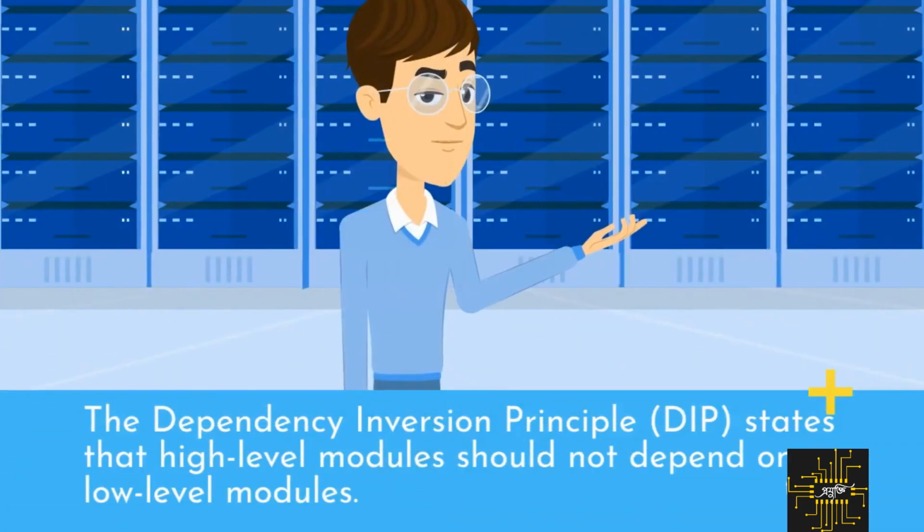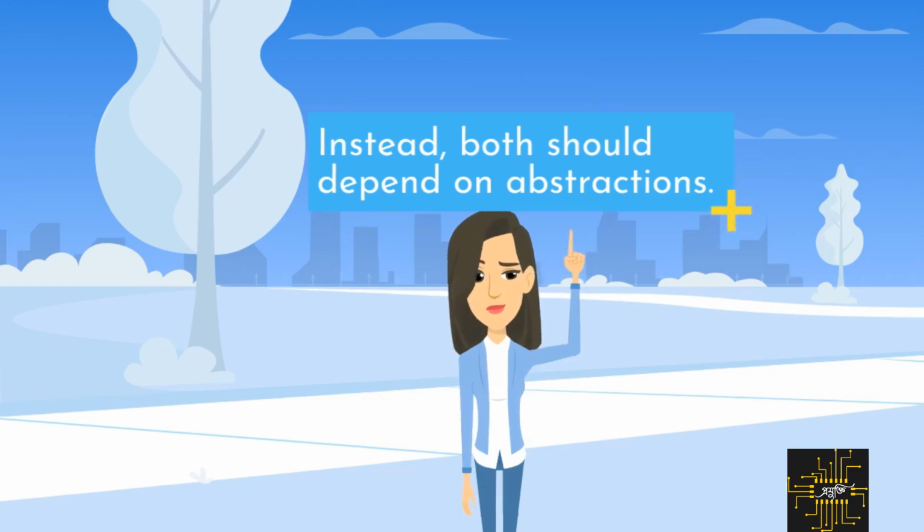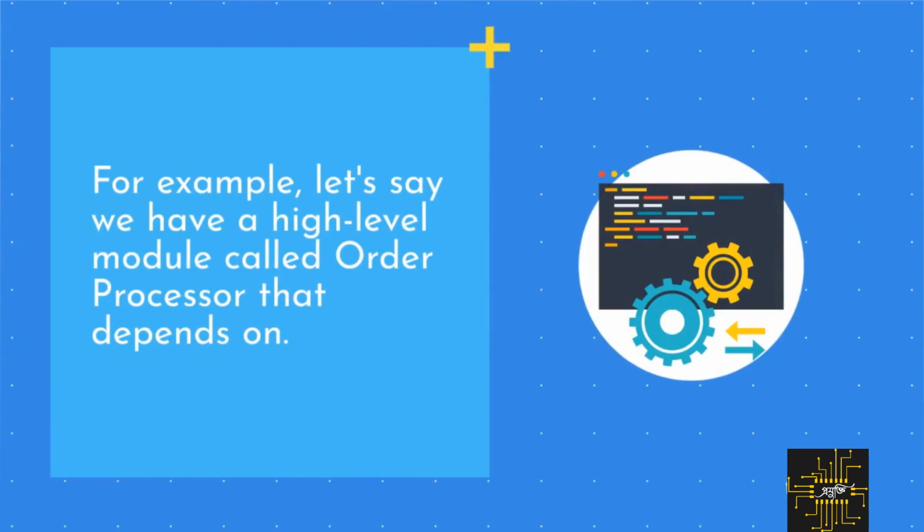The dependency inversion principle, DIP, states that high-level modules should not depend on low-level modules. Instead, both should depend on abstractions. For example, let's say we have a high-level module called OrderProcessor that depends on.